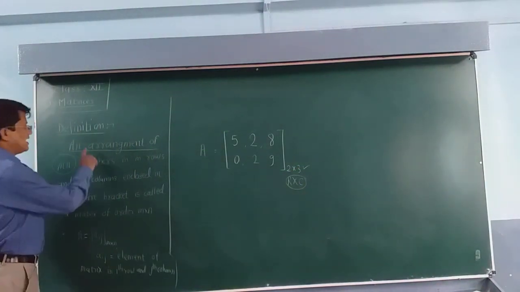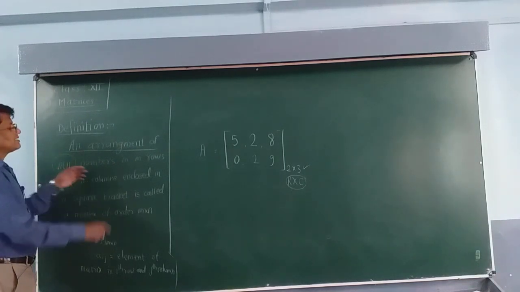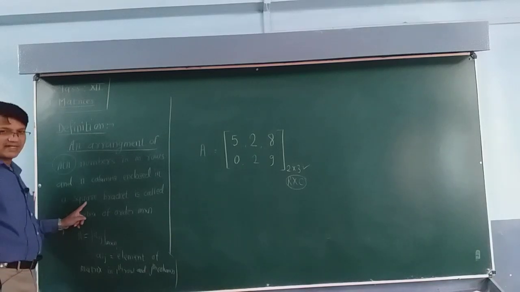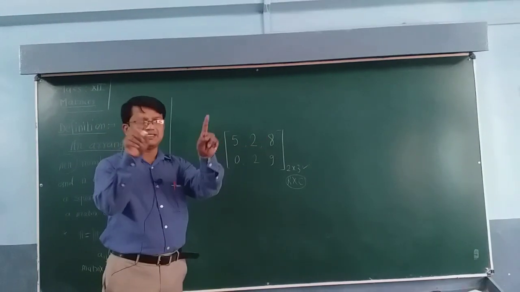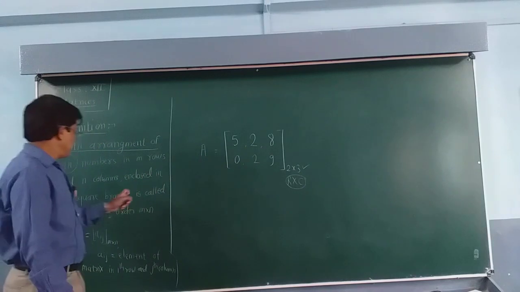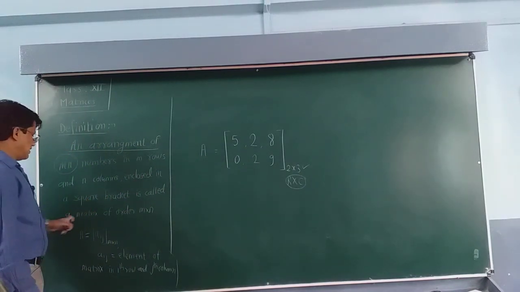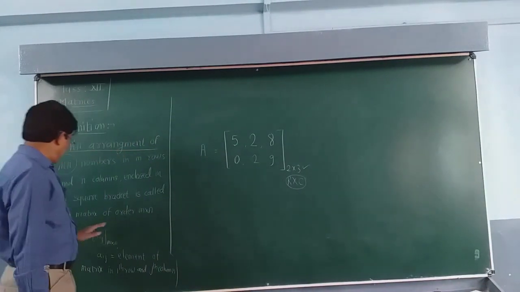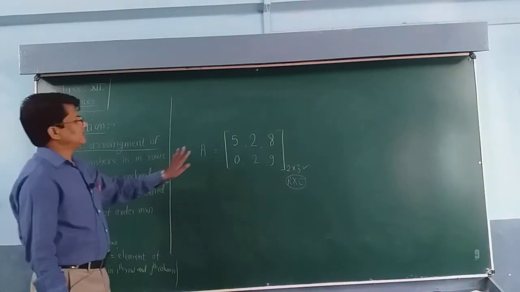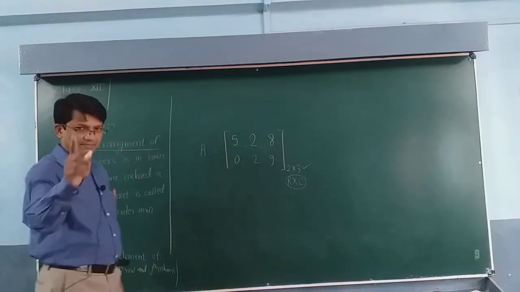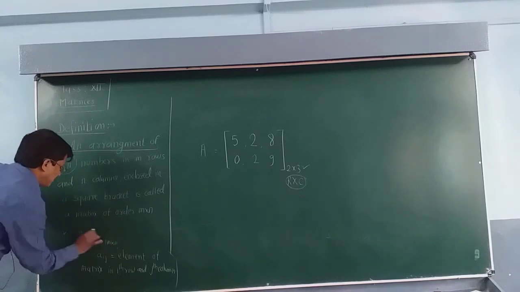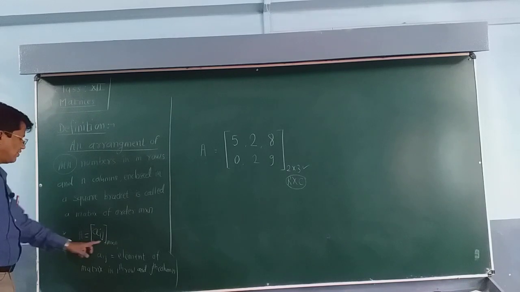See here, the arrangement of mn numbers in m rows and n columns enclosed in a square bracket is called a matrix of order m by n. Generally the matrix is denoted by using capital letters. This is a general definition. Capital A equal to Aij, order m by n.